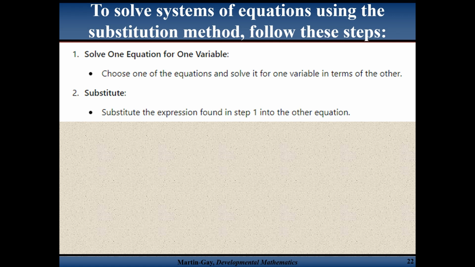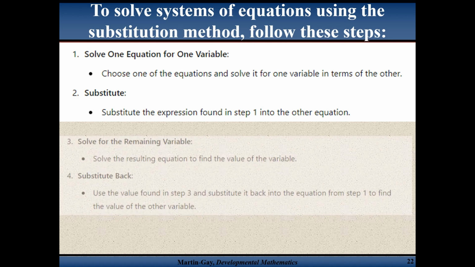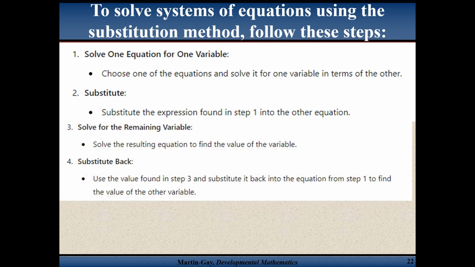Step 1. Solve one equation for one variable. So choose one equation and solve it for one variable in terms of the other. Step 2. Substitute the expression found in step 1 into the other equation. Step 3, solve for the remaining variable. Solve the resulting equation to find the value of the variable.